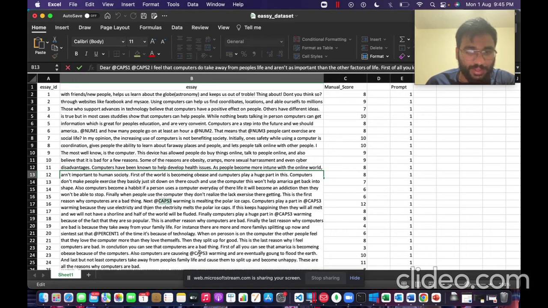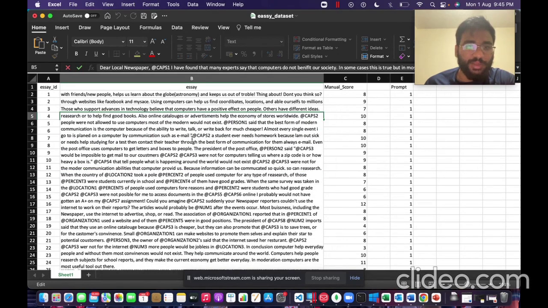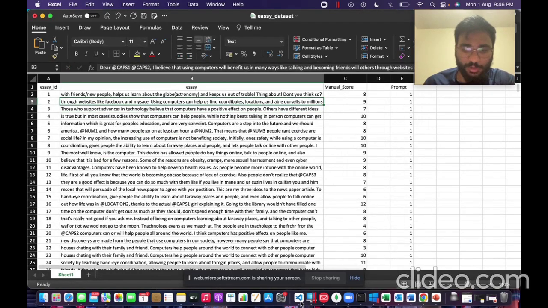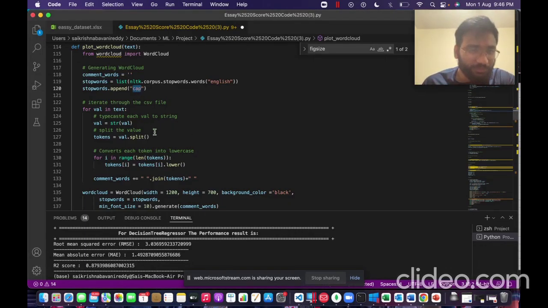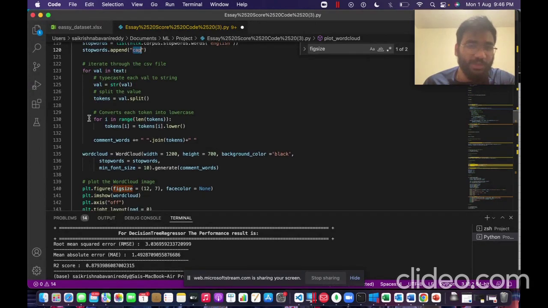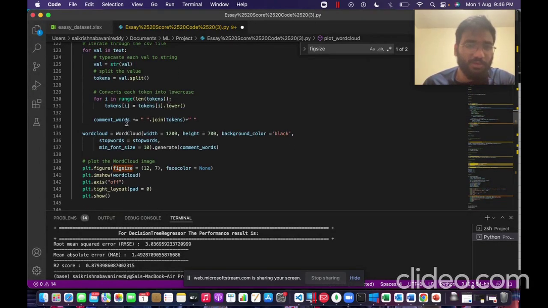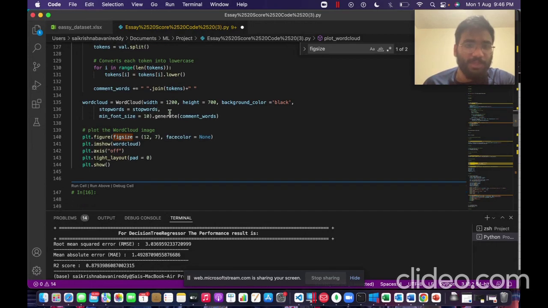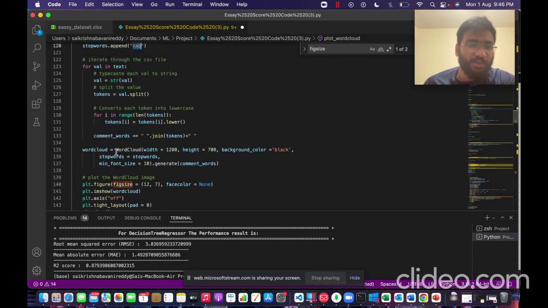Wherever there is a person's name, they removed the person's name and mentioned it as cap. So cap and cap 3 are person names. Instead of a person name they mentioned cap 2, and cap 3 is then another person name, cap 4 is another person. So I have removed all those things. I considered them as stop words so that I can remove those words. And then I iterated over the text and split it into tokens. Each token is converted into lowercase, and then I joined them and showed them in the word cloud format.